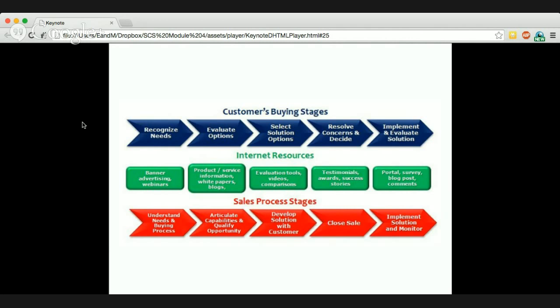starting with the understanding needs and buying process, I'm going to share with you a tool in this call called an opportunity audit that allows you to gain an understanding of what your prospect needs. Next stage, as they're evaluating options, you must be able to articulate the capabilities and qualify the opportunity. So articulate the capabilities means what you can do, and qualify the opportunity means if they are not looking for what you have, and if they don't have a budget, and if they can't buy from you, then it's in your best interest to shorten the process into saying, thanks, let's stay friends, you're not going to be my customer.